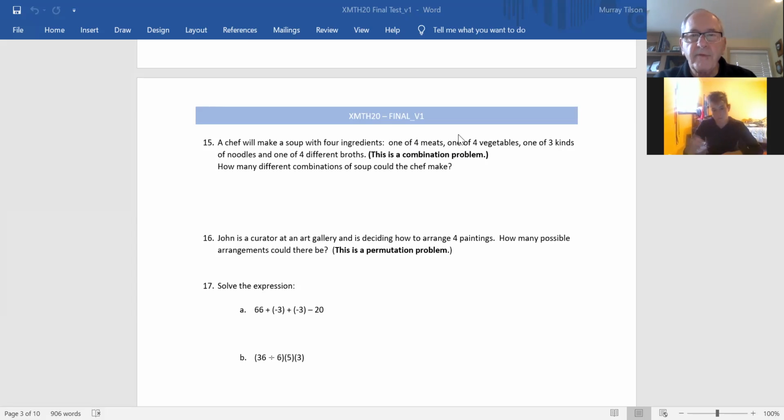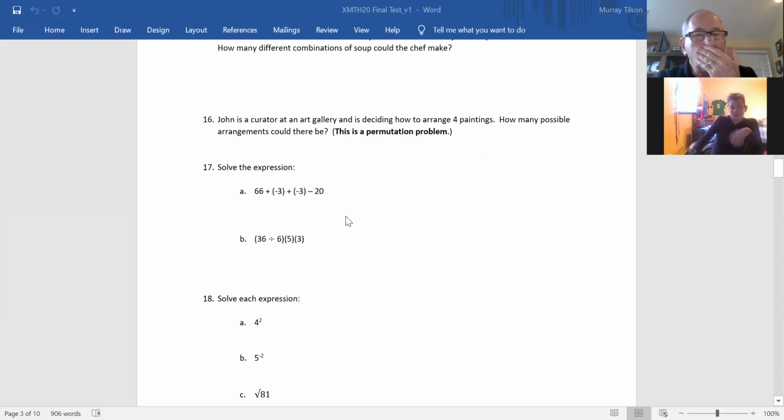Combinations, it would be 4 times 4 times 3 times 4. Permutations, if there's 4 paintings, it would be 4 times 3 times 2 times 1. That's the big difference. So permutations is less. Okay.